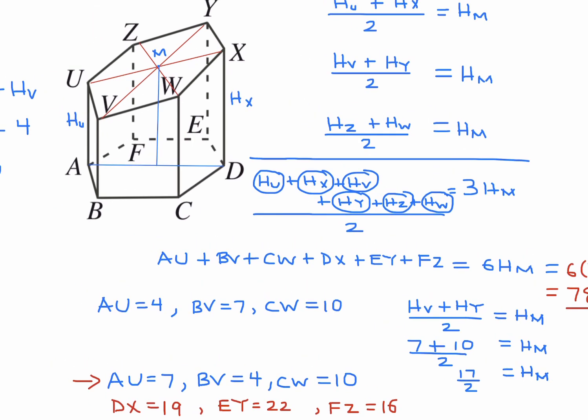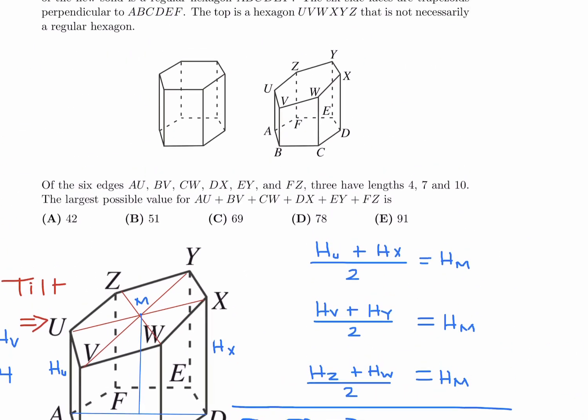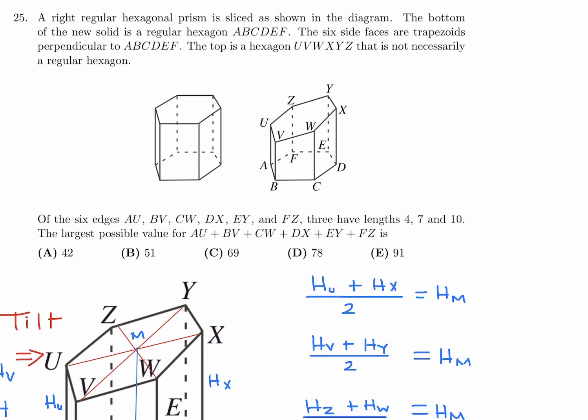So it's a challenging question. I think the hardest part was the tilt. I'll write that in there. The tilt involving this top face or the top polygon when you look at it from the viewpoint of that direction. So the maximum is 78, and therefore for question 25, the answer is D.